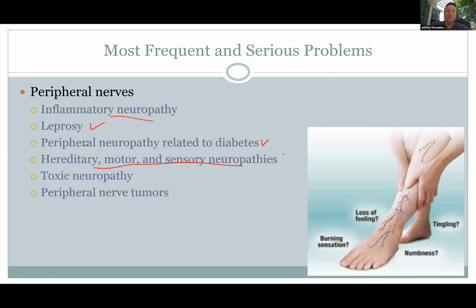And there are all these neuropathies that can be hereditary. Toxins, like heavy metals, could be the cause of neuropathy, and the Schwann cells in the neurolemma can rarely become cancerous. So those are peripheral nerve issues.